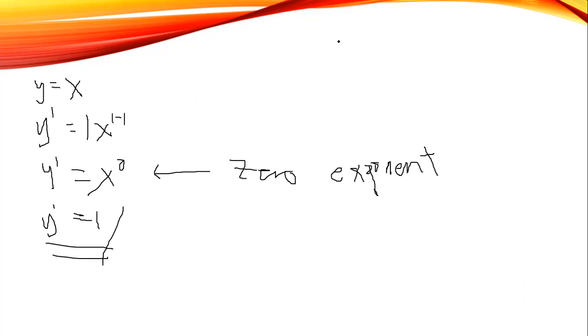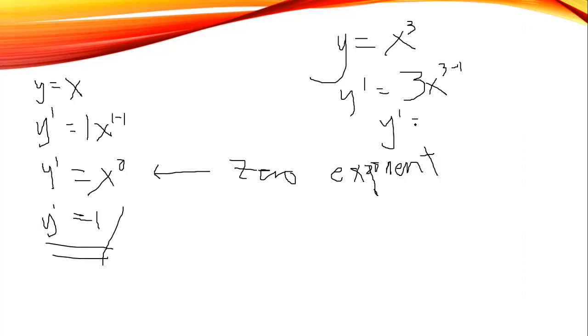Let's have another example para mas madaling intindihan. Y is equal to x cubed. So y prime, to solve for the derivative, ibaba mo yung 3, magiging 3x and then 3 minus 1. So therefore, the derivative of this is y prime equals 3x. 3 minus 1 is equal to 2. So, the derivative is y prime equals 3x squared.